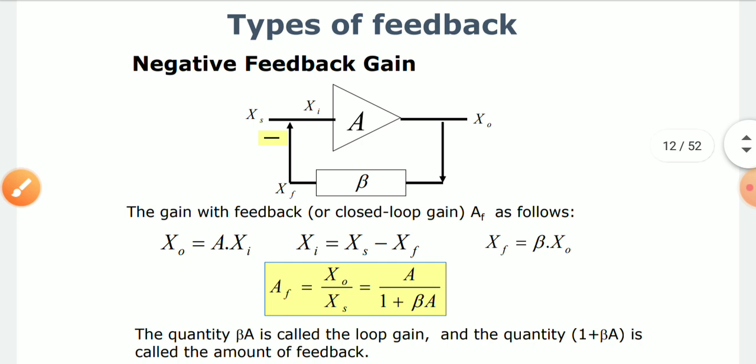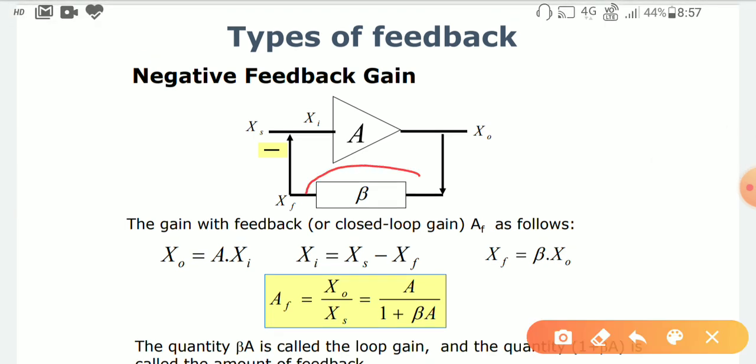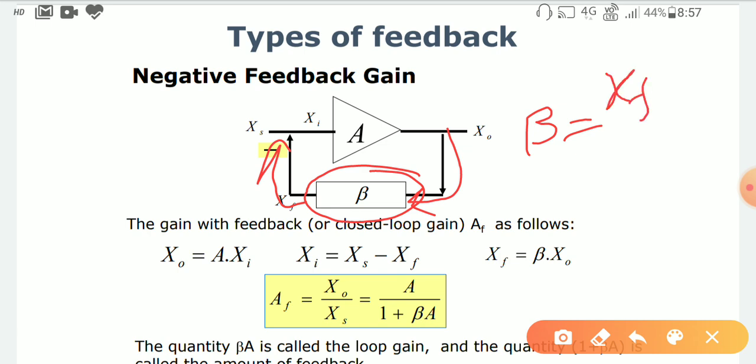Now consider this block for beta. Here is the input side, and this one is the output side. So beta can be written as output by input. This is x_f by x_0, because for this beta block x_0 is the input and x_f is the output. So from this expression you can write x_f is equal to beta into x_0.